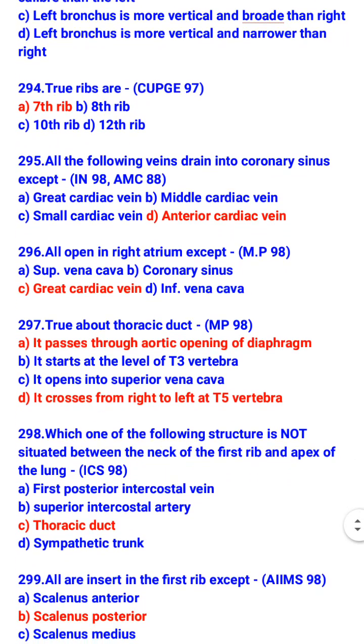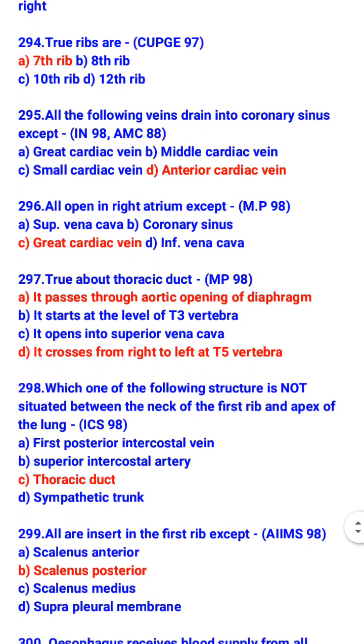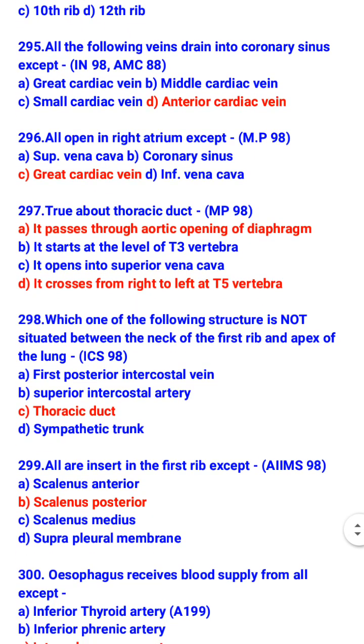True about thoracic duct, it passes through aortic opening of diaphragm and it crosses from right to left at T5 vertebrae. Which one of the following structures is not situated between the neck of the first rib and apex of the lung is thoracic duct. So which structures are situated between the neck of first rib and apex of lung? First posterior intercostal vein, superior intercostal artery and sympathetic trunk.